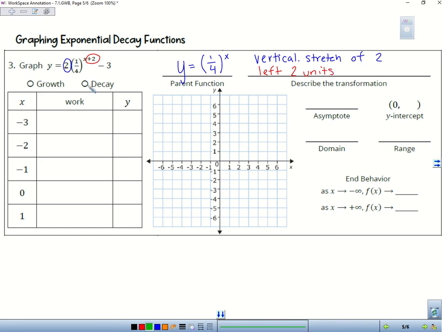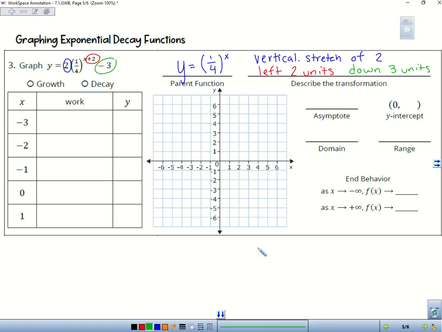And then lastly, what's the last one we have here? The -3 is? Down 3 units. If it were x minus 3, it would be right, but it's not. It's at the end, it's the k.